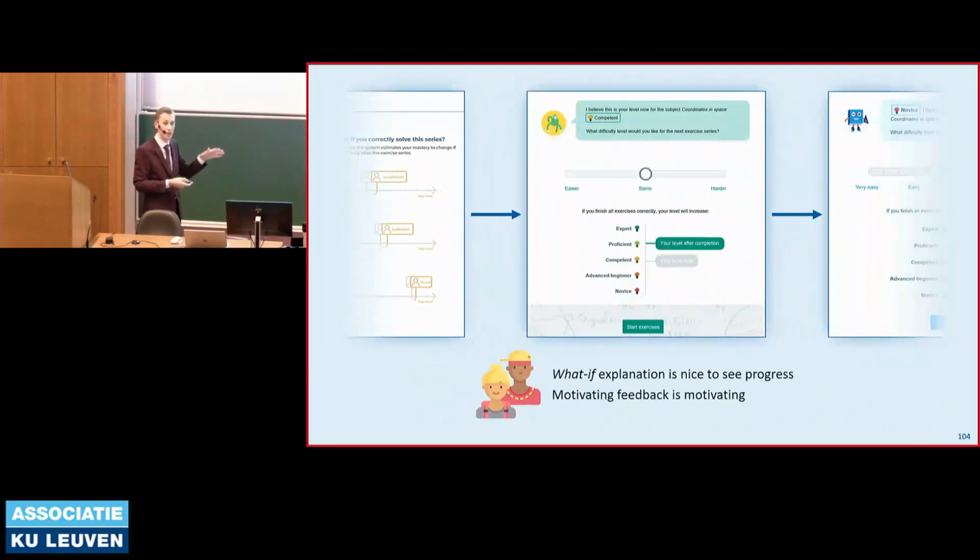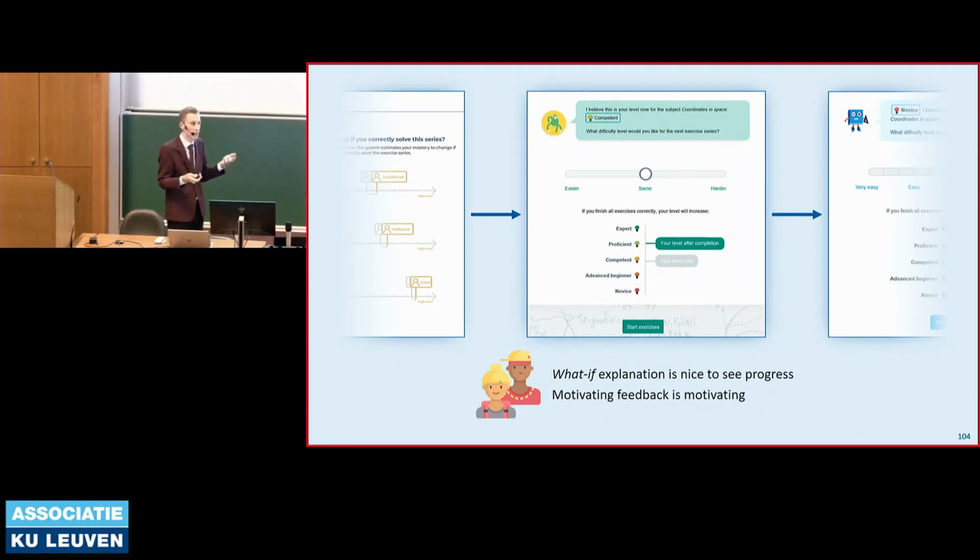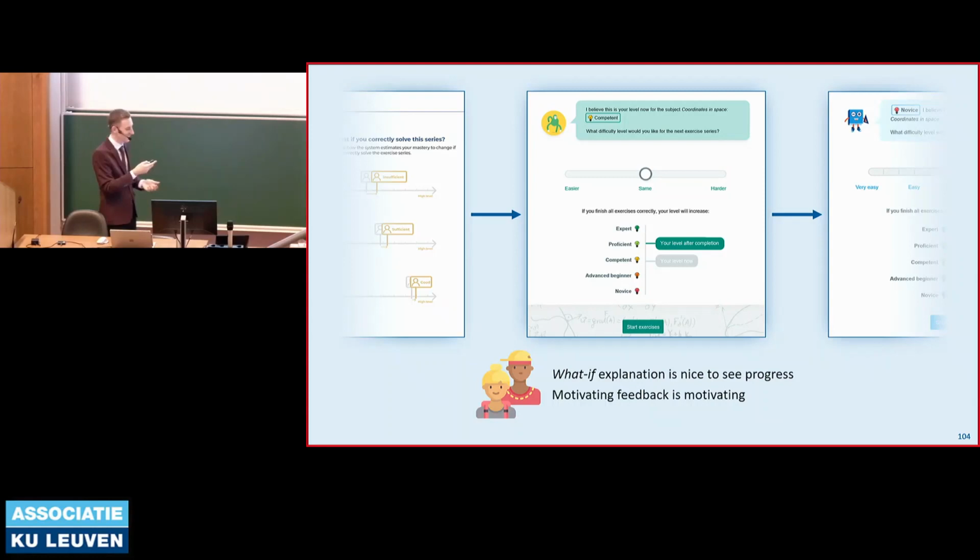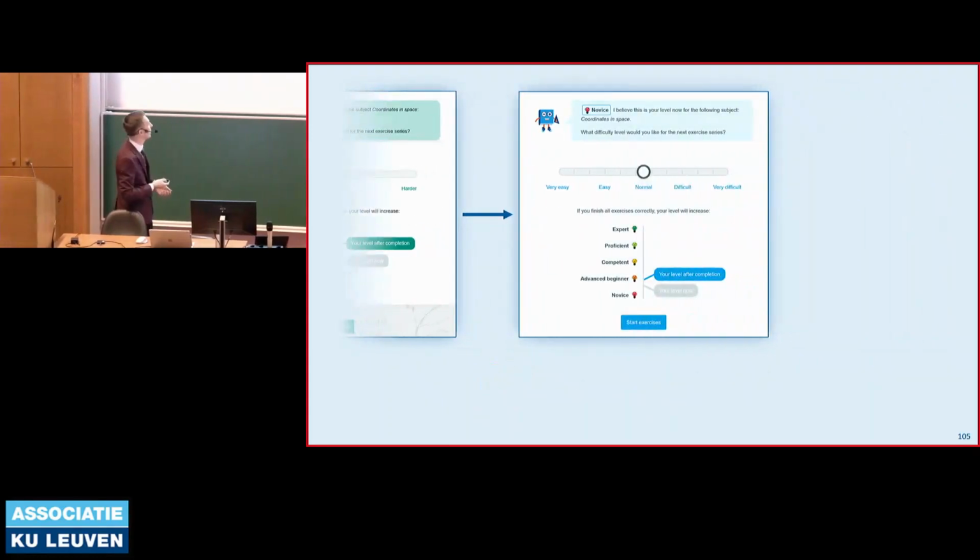So we said, okay, let's just drop the why explanation and focus on the what-if explanation. And then we showed this again to students, and they said, yeah, that's cool. We can see our progress. We like it. And also the sentences that I showed you before, they found them motivating. So that's why we call them motivational feedback. And so that's how we ended up with the final design here.